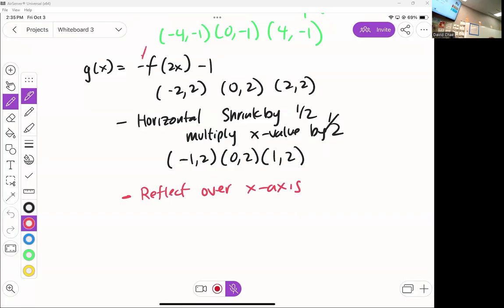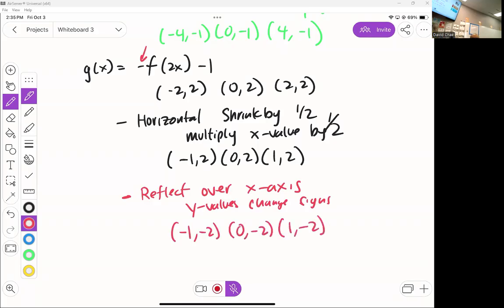See, the negative right here is outside of the function. It's not inside the parentheses. If you reflect over the x-axis, y values change signs. So it'll be -1, -2, 0, -2, 1, -2. Comprende? We cool? Yes.